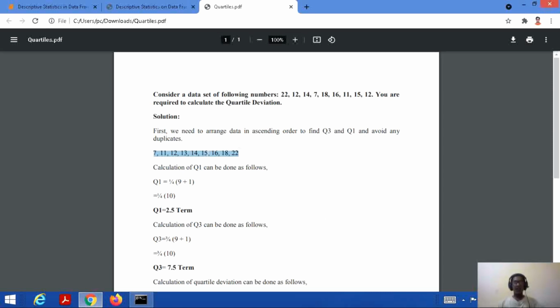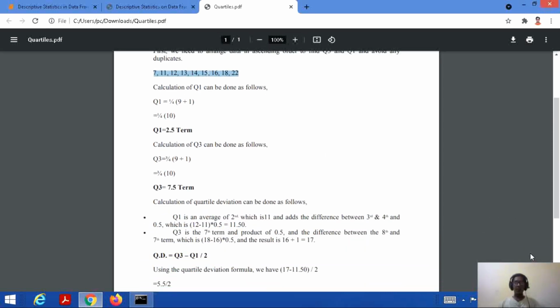Now if you talk about Q3, how can we calculate Q3? It will be 3/4 (9 plus 1). Obviously this is the 3/4, that means we are taking the third, so we are placing 3 here. So 3/4 (9 plus 1). So it's about the 7.5th term here that will be the third quartile. Now actually there doesn't exist any 2.5th term or 7.5th term, so we need to do some calculations.